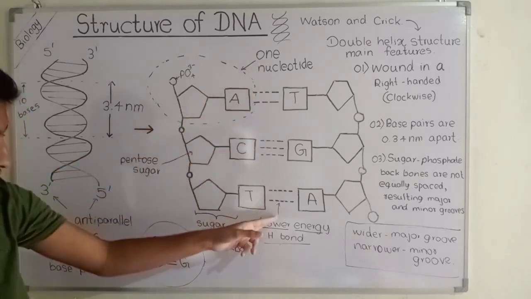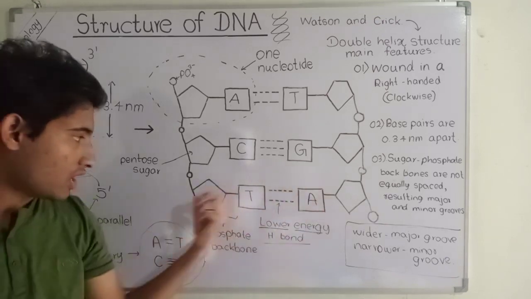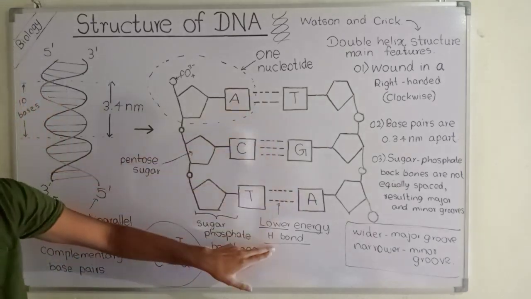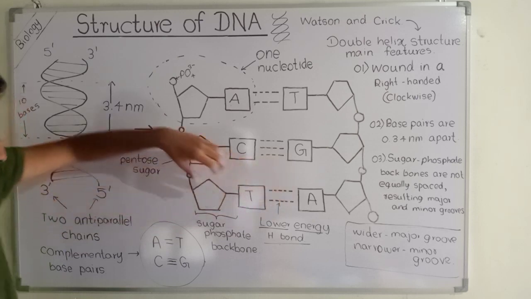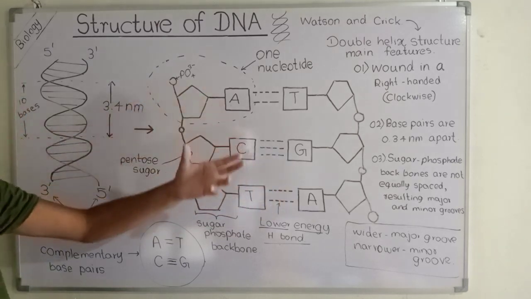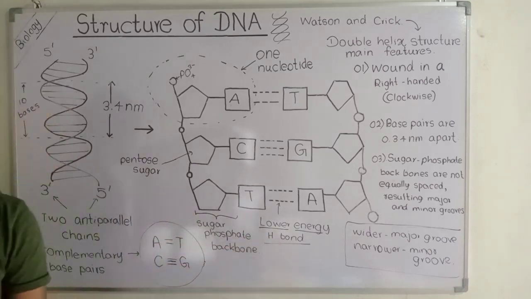These hydrogen bonds are lower energy because the strands are a long distance apart. Therefore, hydrogen bonds have lower energy. But if we consider the phosphodiester bonds, these are much higher energy bonds.